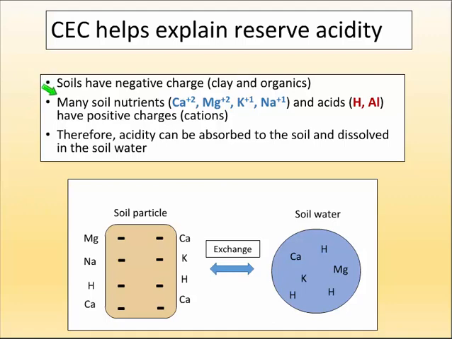Many of our soil nutrients, calcium, magnesium, potassium, sodium, are all positively charged, so those are the cations and cation exchange capacity. So are acids, hydrogen and aluminum, which are positively charged. So they're attracted to soil and they can exchange on and off. So the larger your CEC, the more acids and bases you can hold. So that's how that will contribute to your buffer capacity or your buffer pH.